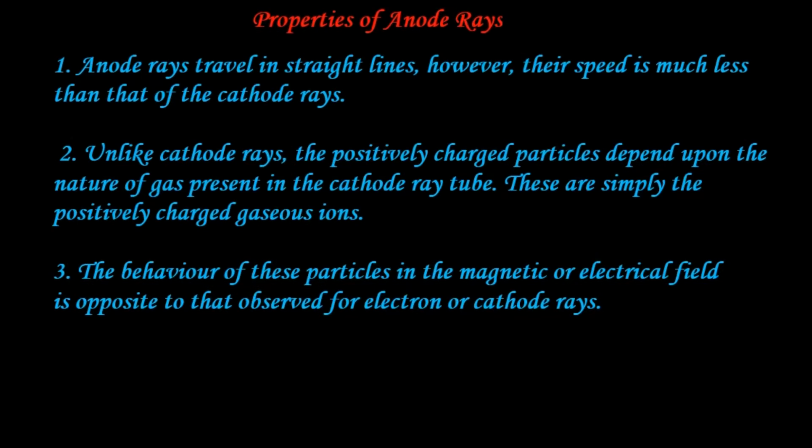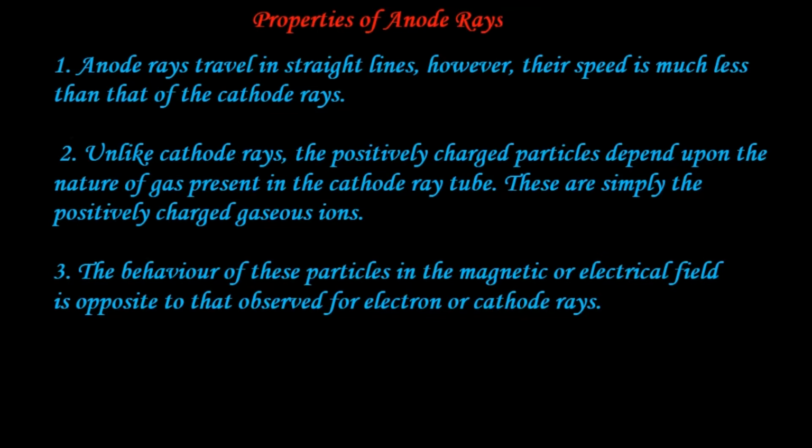Now the properties of the anode rays. The first property of anode rays is that they travel in straight lines. However, their speed is much less than that of the cathode rays.